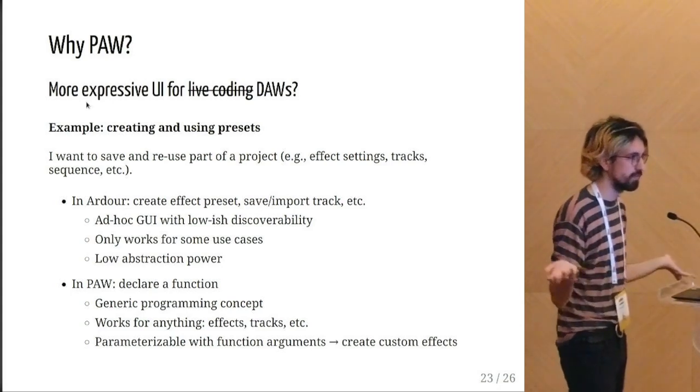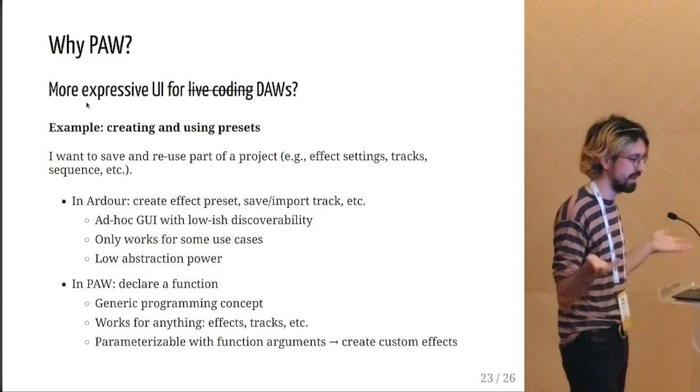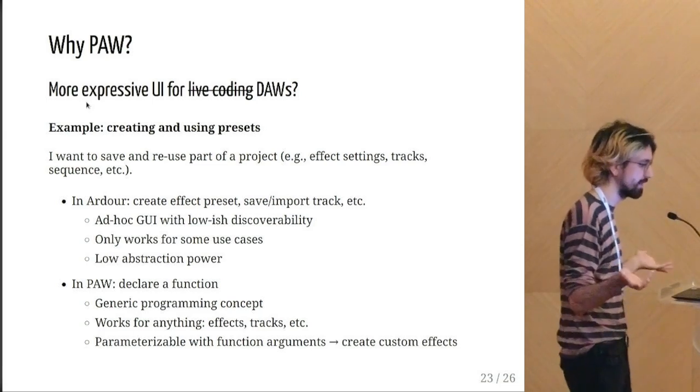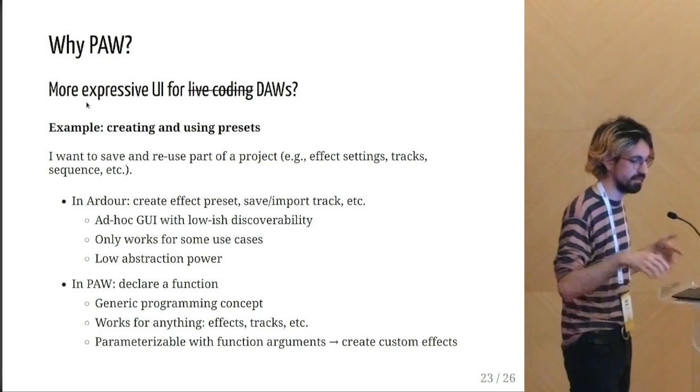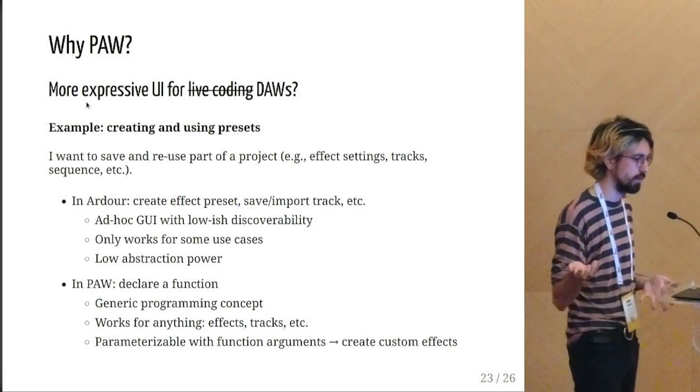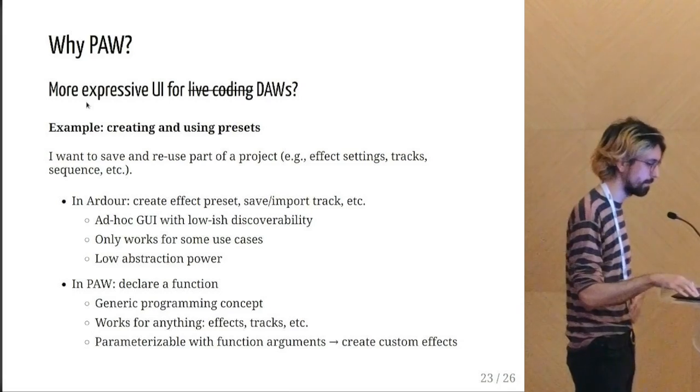In PAW, because it's a programming language, I can just declare a function and use it. It's a generic programming concept. It works for anything in the same way, and it has higher abstraction power because I can use function parameters to parameterize and create custom effects and whatnot.